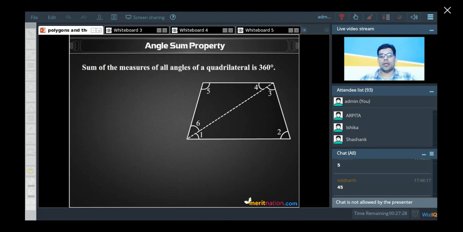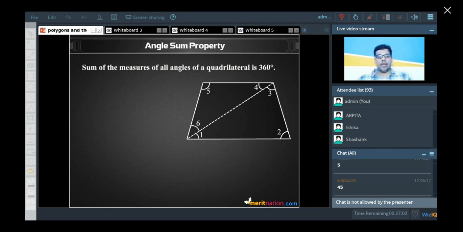now, angle sum property of a quadrilateral. Before the angle sum property, I would like to take one more question through the poll, and the question is now published in front of you. Okay, before taking this question, let's complete this concept, because the next poll question is on these concepts only.